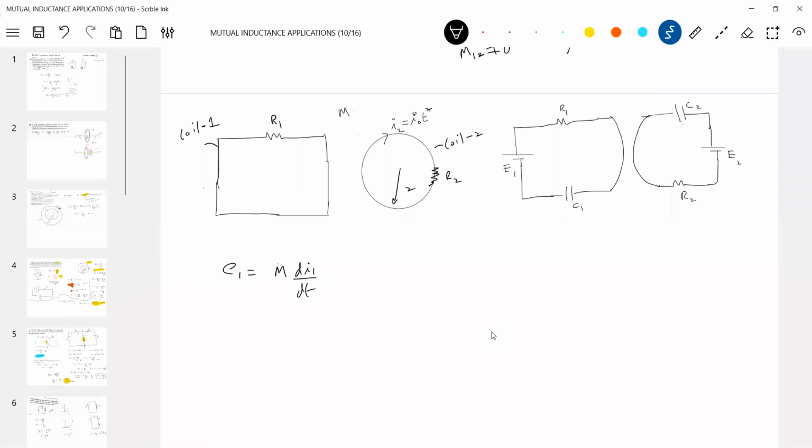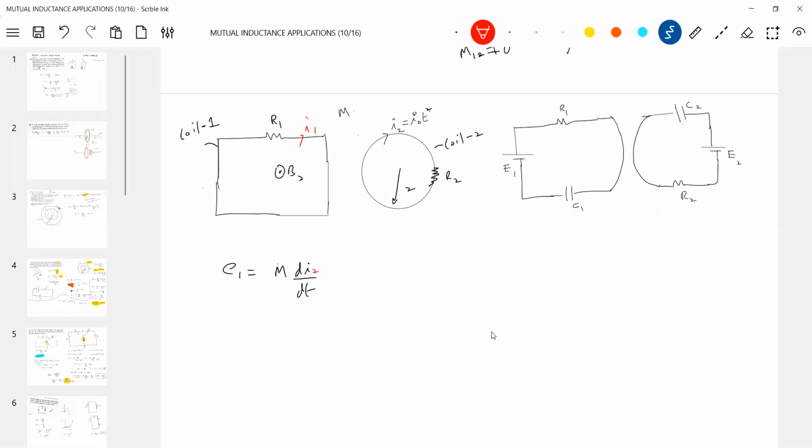So what is the equivalent circuit diagram? I should show a source of EMF. According to this, B will be out of the plane due to coil 2. Then the positive flux increases, dφ by dt is positive, and the EMF induced is negative. So how should the induced current flow here? The induced current should flow clockwise here.